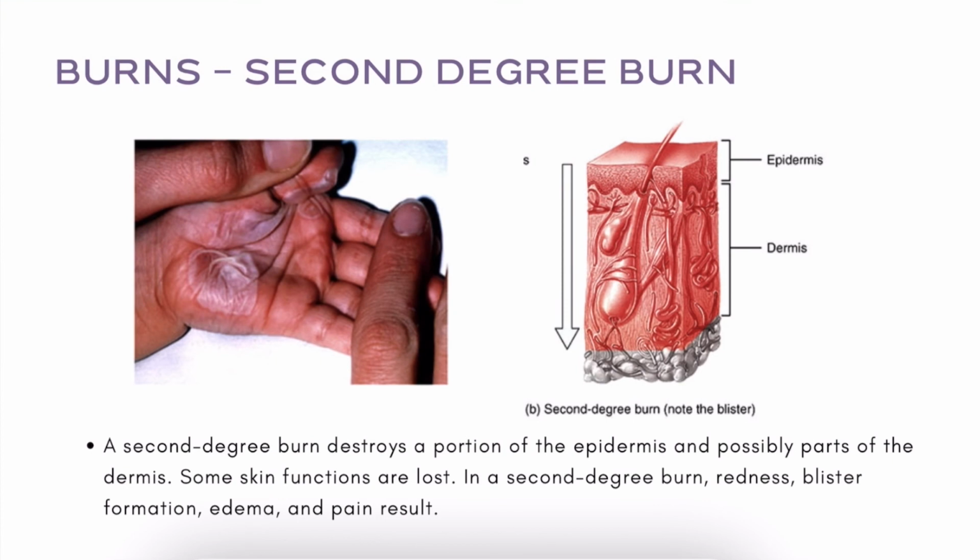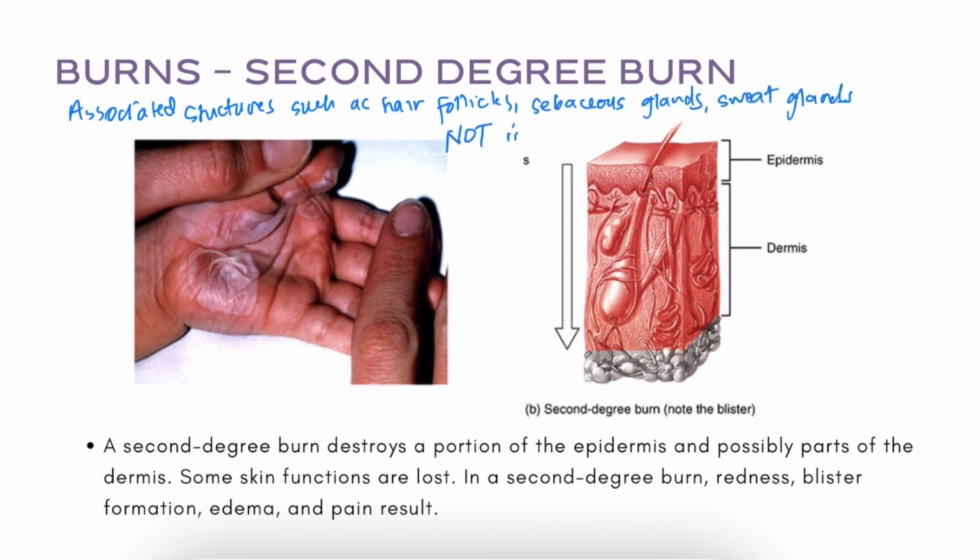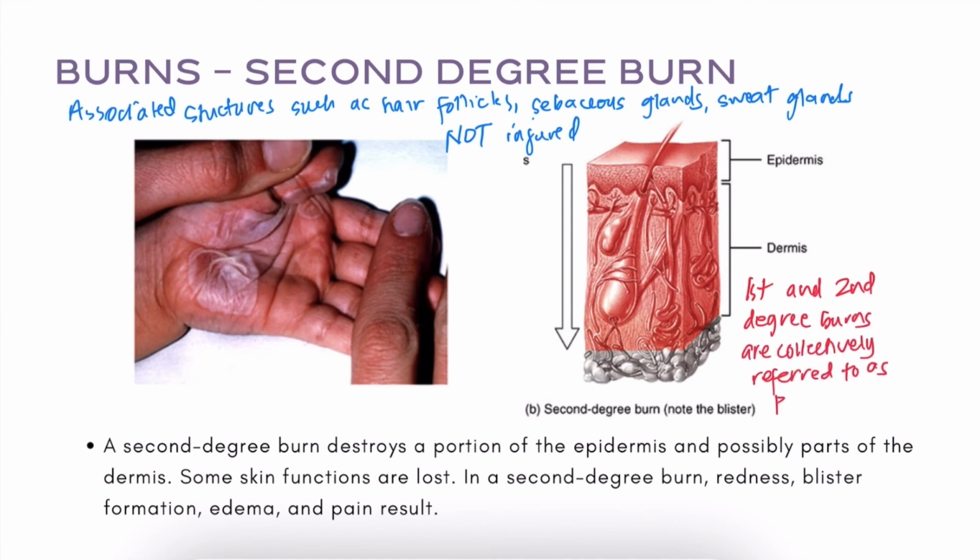And then we have a second degree burn that destroys a portion of the epidermis and possibly parts of the dermis. Associated structures such as hair follicles, sebaceous glands, and sweat glands usually are not injured. So if there is no infection, second-degree burns usually heal without skin grafting in about 3 to 4 weeks, but scarring may result. First and second-degree burns are collectively referred to as partial thickness burns.